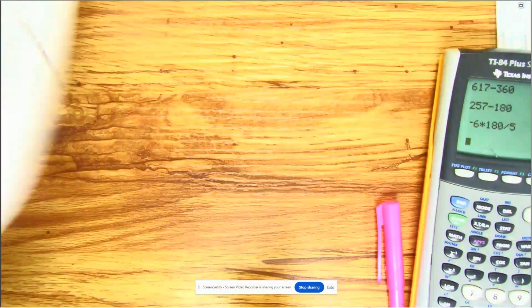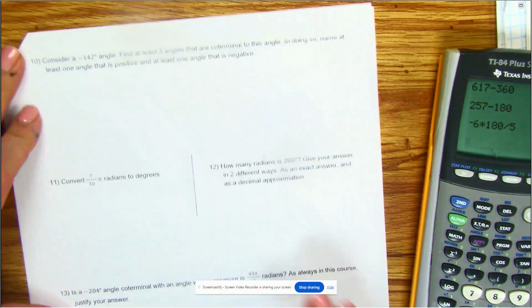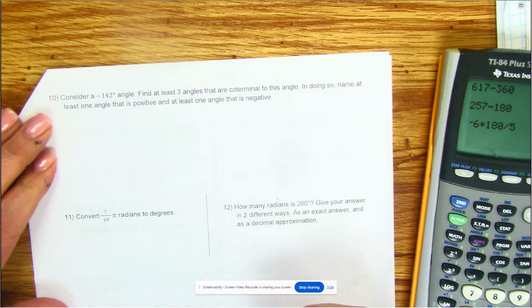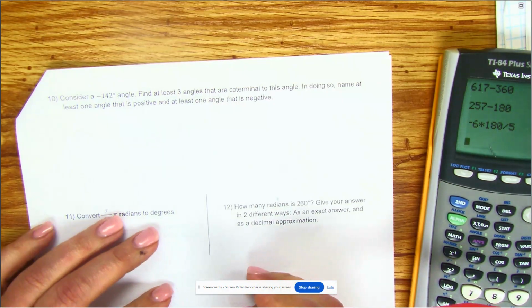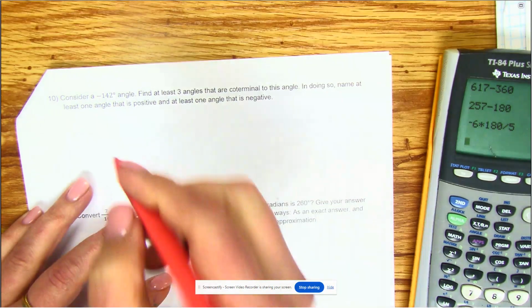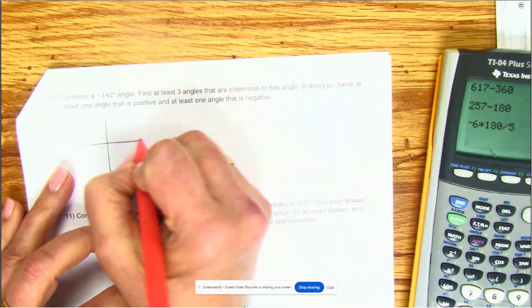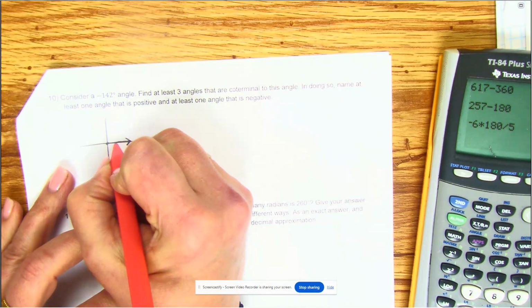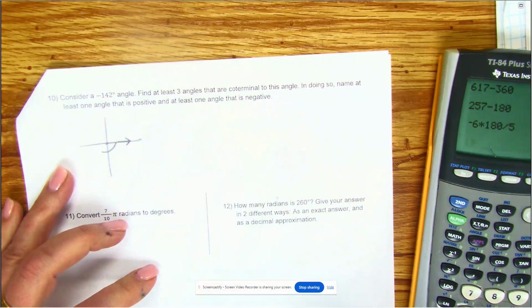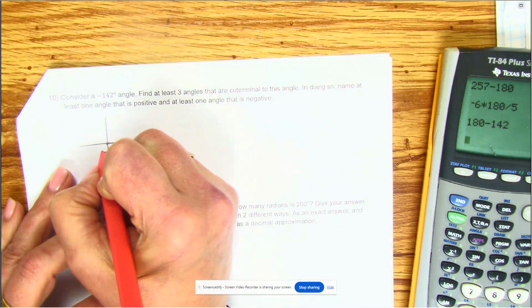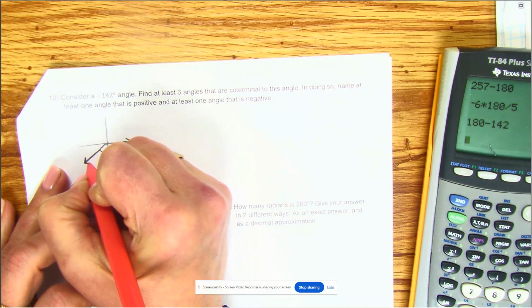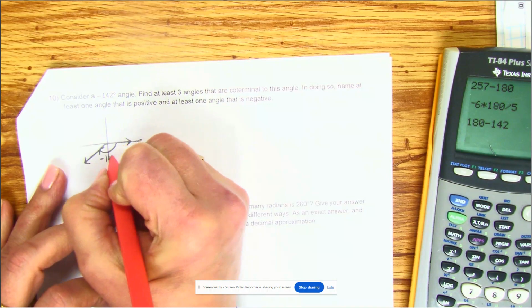Okay, moving on. Consider a negative 142-degree angle. Give at least 3 angles that are coterminal to this angle, and doing so, name at least one that is positive and one that is negative. So I used to always like to draw. So negative 142 is what? 180 minus 142 is 38. And about right here.